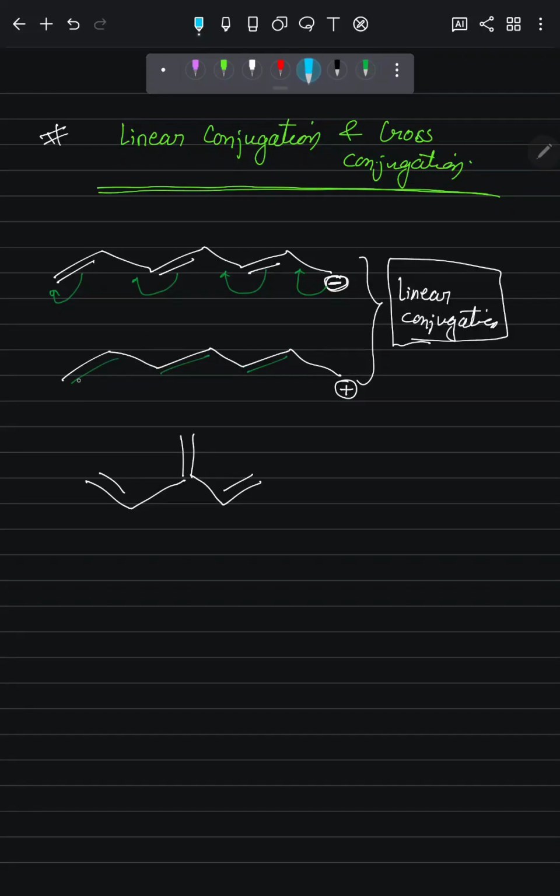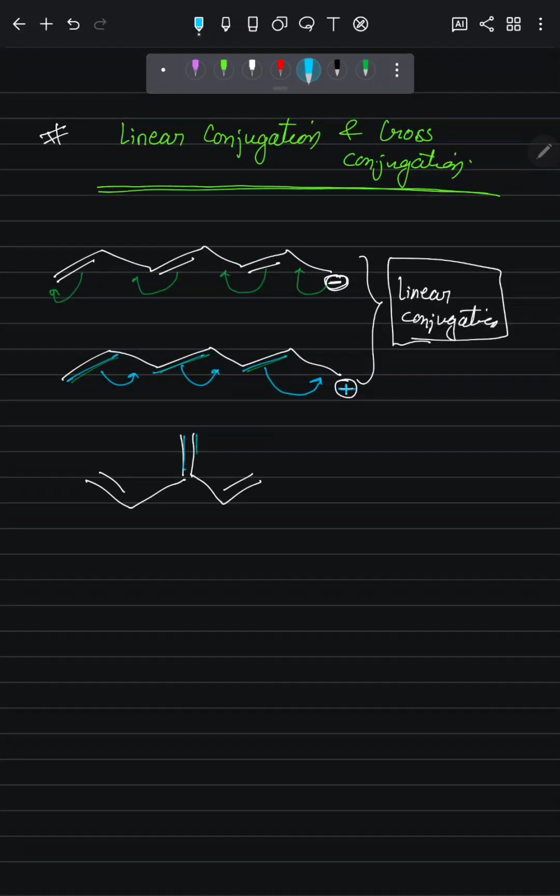If a double bond is present here, and this is a positive charge, then to fill this, the electron density comes from here and fills this bond here and here. So this type is linear, this is called linear conjugation, and this is an example of cross conjugation.